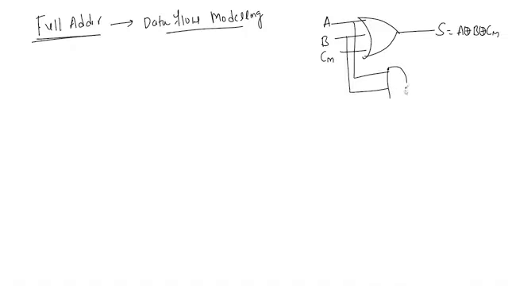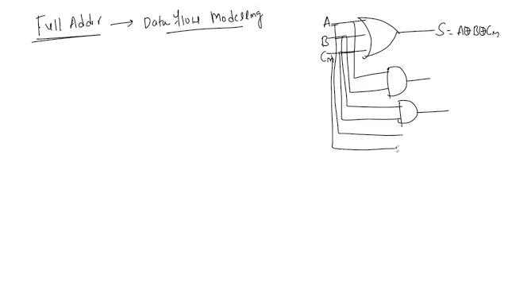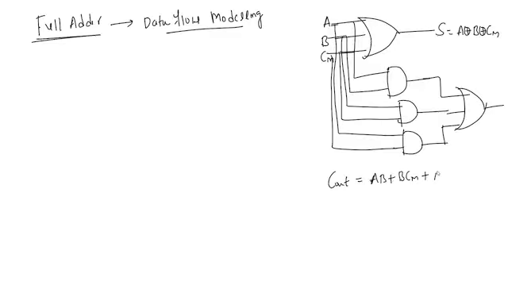A B, and next B C in, B C in and A C in. Okay. So carry equal to A C in. This one you are giving to one OR gate. Okay, one OR gate. So what is carry out? Carry out equal to, you got the expression AB plus BC in plus AC in.